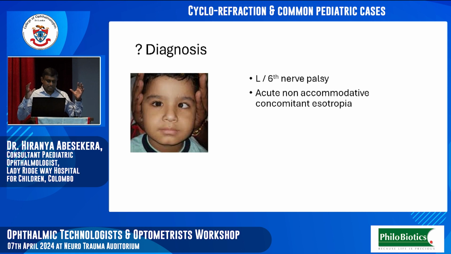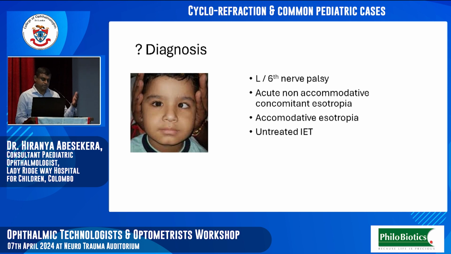The umbrella term is acute non-accommodative concomitant esotropia. Right? This entity is not sixth nerve palsy. I mean, once you exclude sixth nerve palsy, only then can you come to this diagnosis. Or it could be accommodative esotropia. Or sometimes even untreated infantile esotropia presents like this.